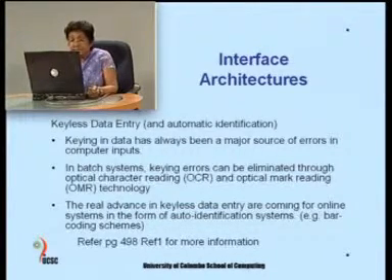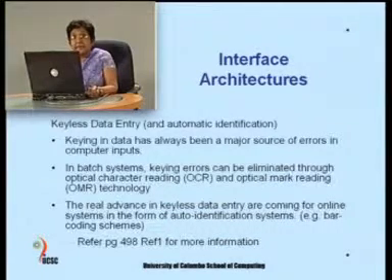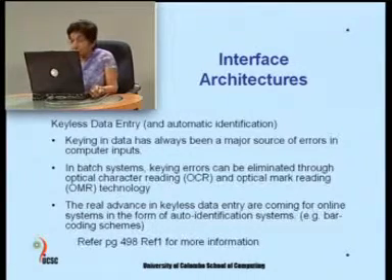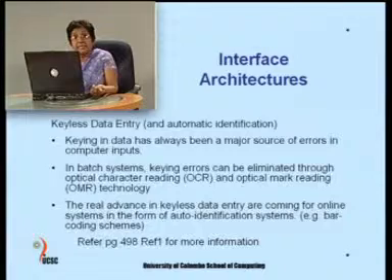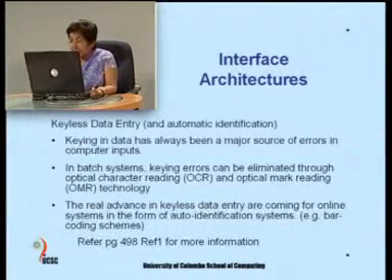The real advance in keyless data entry is coming for online systems in the form of auto identification systems, for example barcoding schemes, and also these magnetic readers, where you have a plastic card with your information coded in magnetic form. That is the type of card we use in teller machines. Barcoding systems are used in supermarkets, where each item is barcoded, and the price and all the other information about the item is given through the barcode, and the person at the POS terminal, or point of sale system, the cashier, does not have to enter this information through the keyboard. So, the advantages are that it processes the transaction very quickly and also errors are not made.